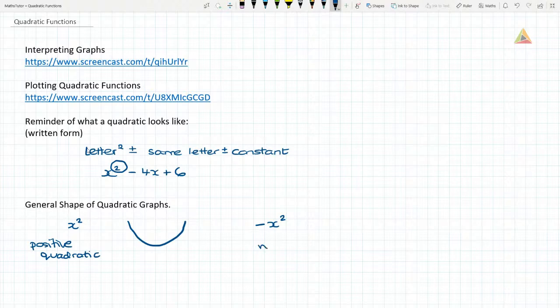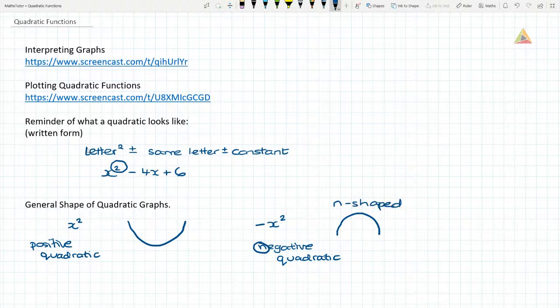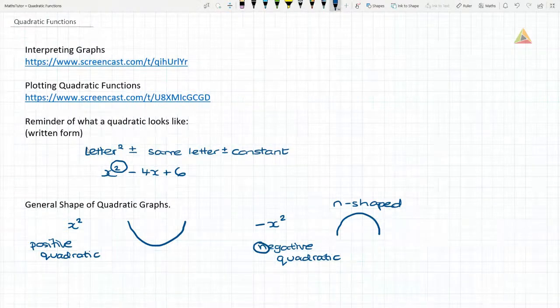And if we have a minus x squared graph, we're going to get a negative quadratic. And a negative quadratic is always n-shaped, so it's going to be like this. We remember this because negative starts with the letter n, and this is an n-shaped graph. So that's a kind of clue. When I look at my quadratic and see, do I have an x squared graph or do I have a minus x squared graph, it's going to give me a clue of what it should look like when I find my points and I plot them.